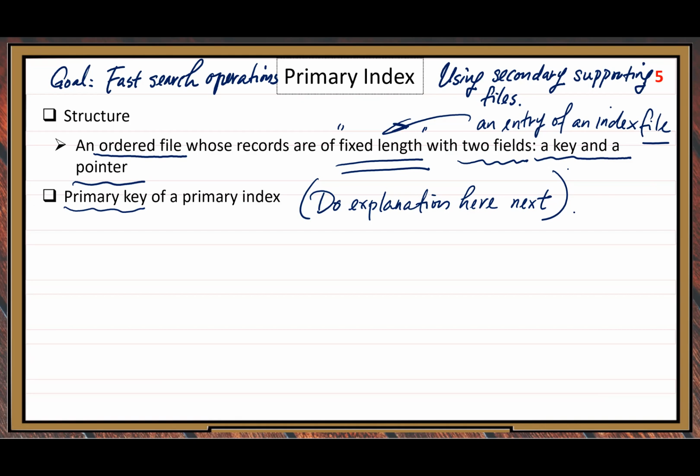There are several types of index files. The first one, the easiest but most commonly used index file, is called a primary index. Let's look at the structure of the primary index. In the primary index, there is a key part and a pointer part. The key part we call the primary key, the key part of the primary index.